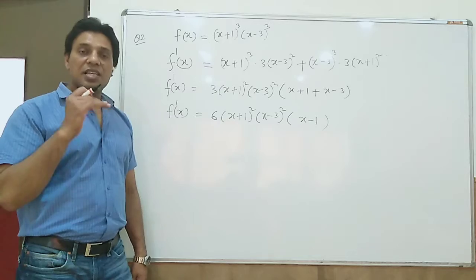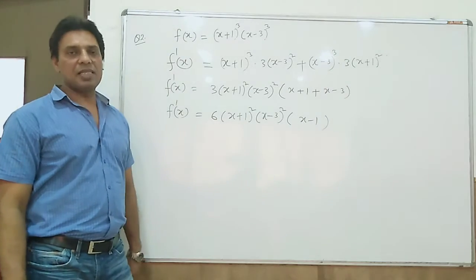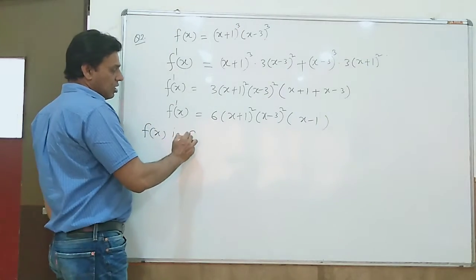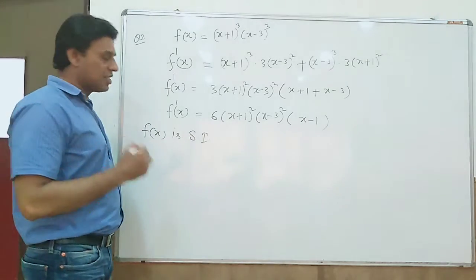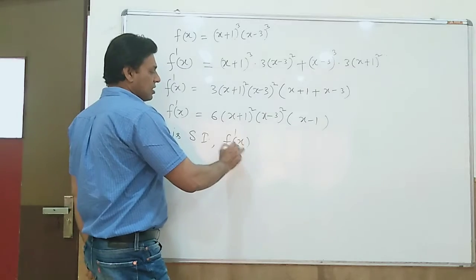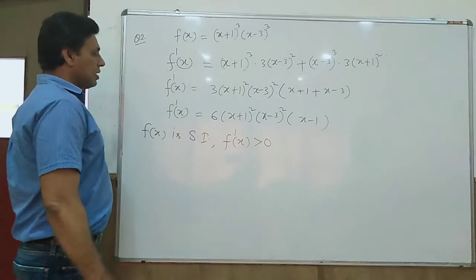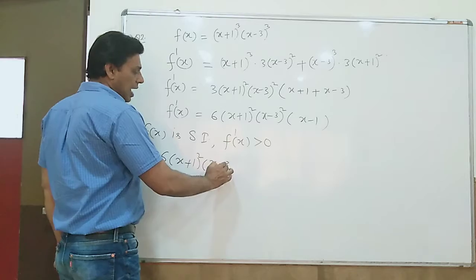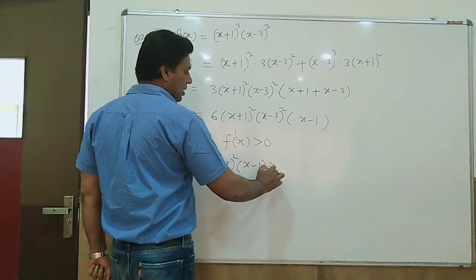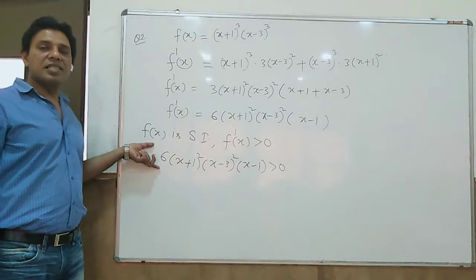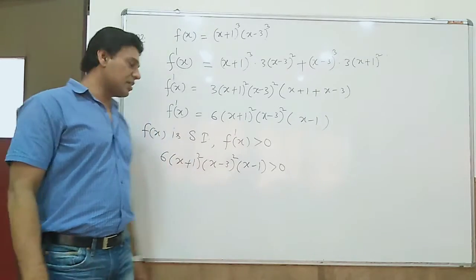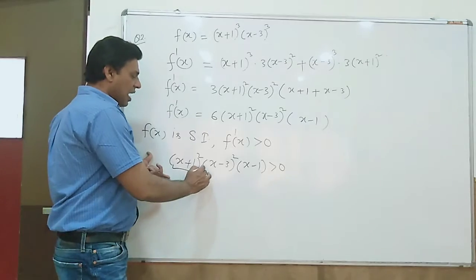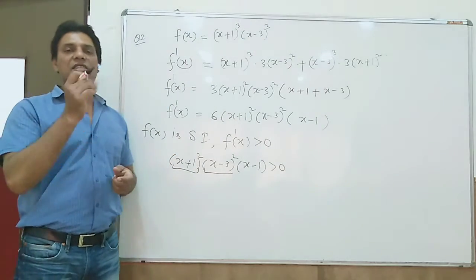Now whether the function is increasing or decreasing will depend upon the sign of f dash x. So f of x is strictly increasing, or simply increasing, when f dash x is greater than 0. It means 6 into (x plus 1) whole square, (x minus 3) whole square, (x minus 1) greater than 0. And because 6 is a positive number, we can divide both sides by 6. So we will have again this inequality. Now see, these terms are having a square. This is the special case, so I have chosen this question to solve.